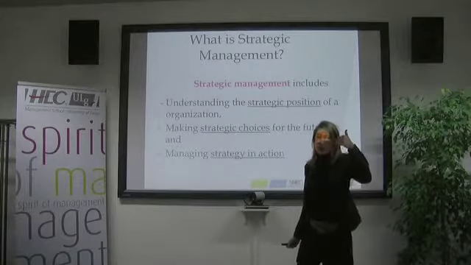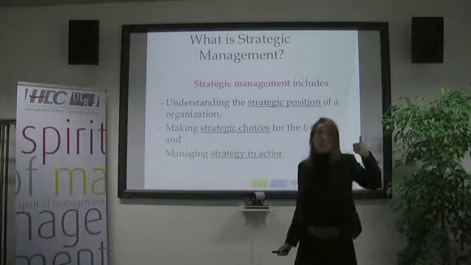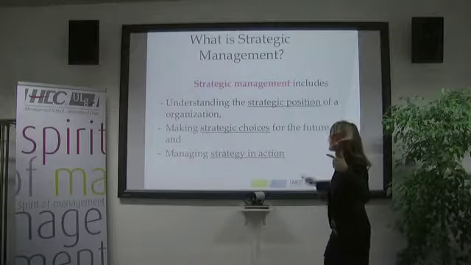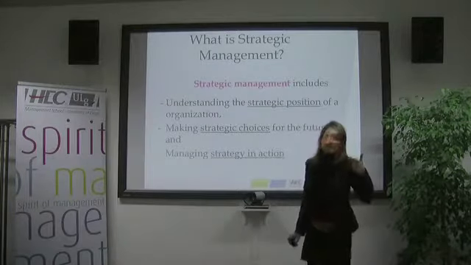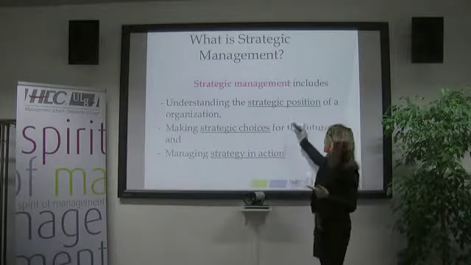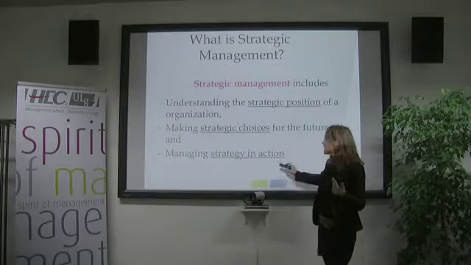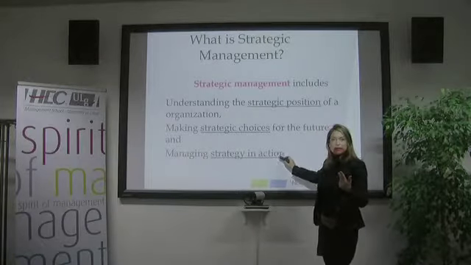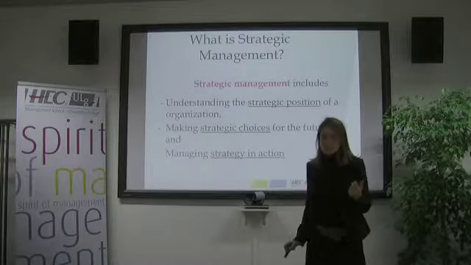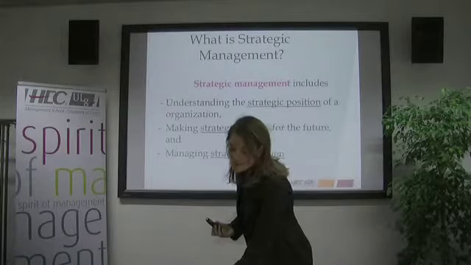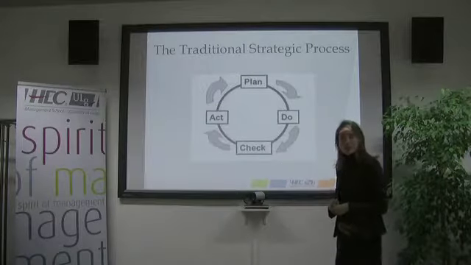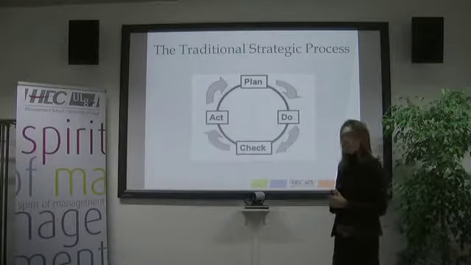It's about making a good analysis of my environment and of my company, good strategic analysis. It's about making good choices. What kind of strategy do I choose based on this analysis? And how can I implement this strategy and make sure that my objectives are achieved? And to be very complete, the traditional strategic process is the following one. Okay? It's called the Deming wheel.